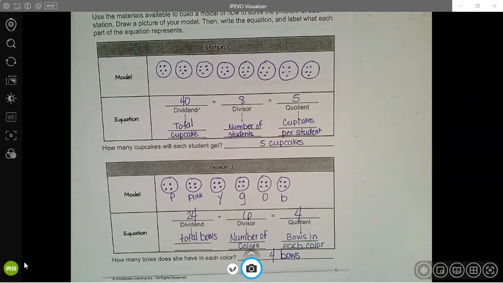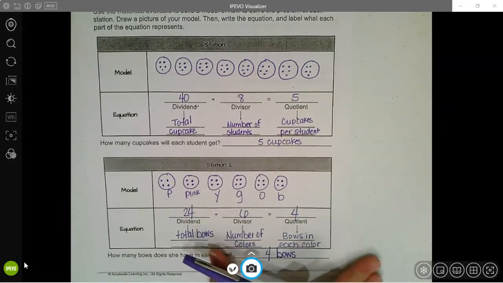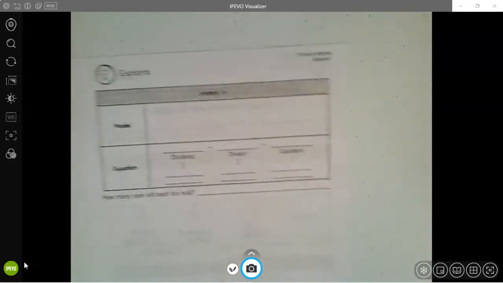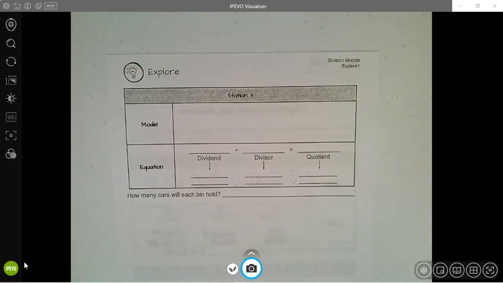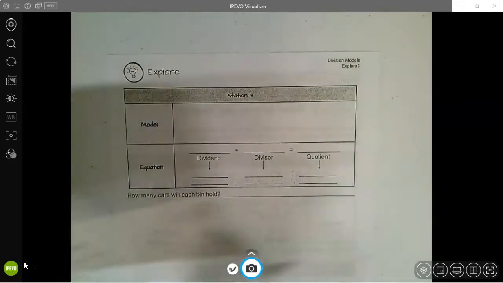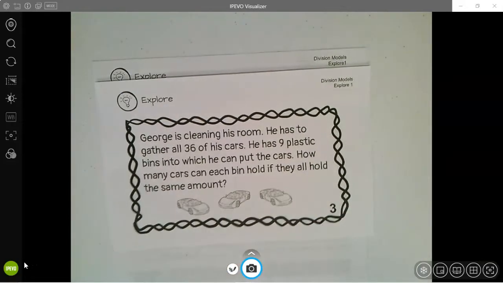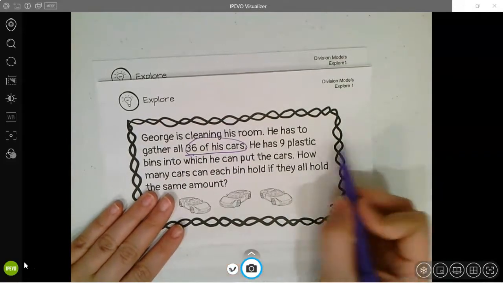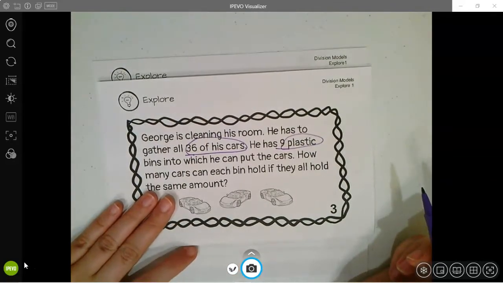Okay. Let's do one more. So remember, at any time you can pause the video. Let's turn it over. Okay. Let's look at this one. It says George is cleaning his room. He has to gather all 36 of his cars. He has 9 plastic bins into which he can put the cars. How many cars can each bin hold if they all hold the same amount? So he has 36 cars all together, and he has 9 plastic bins he needs to put them in.